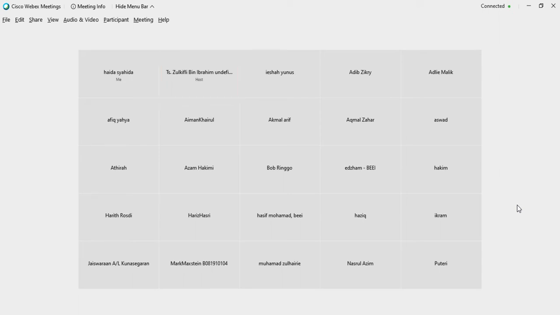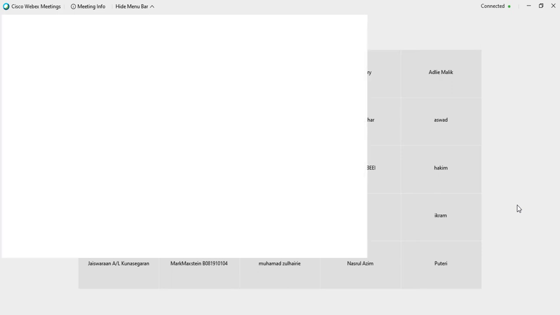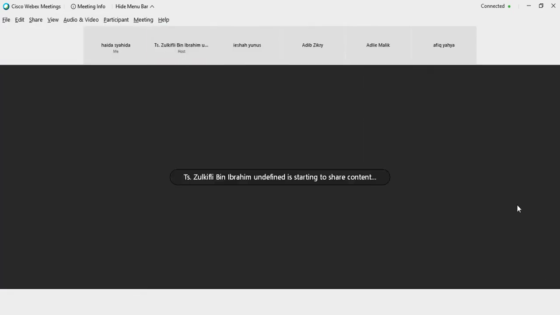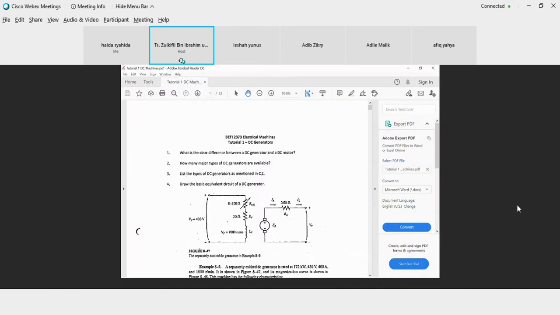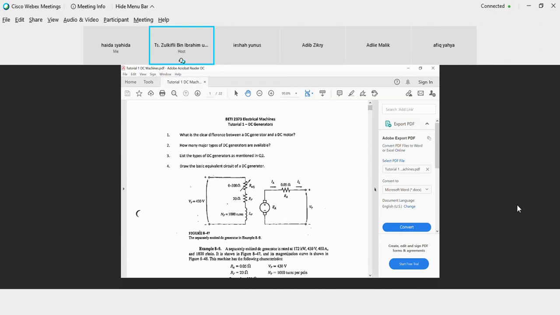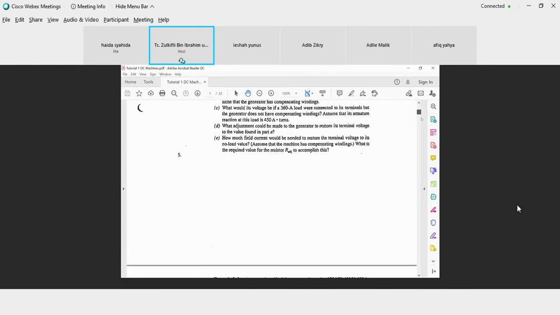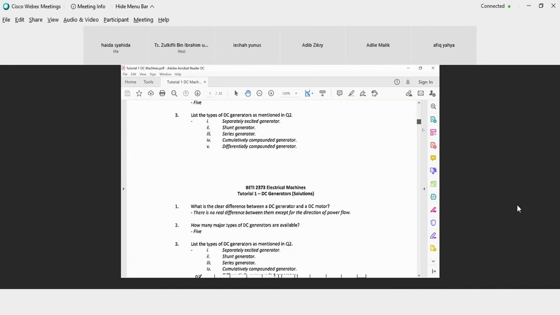Macam saya nak buka, buka kita semua. Aku dapat reader. Okay, so ini yang generator dan kita akan buat untuk motor.